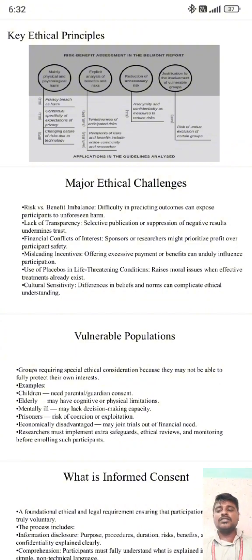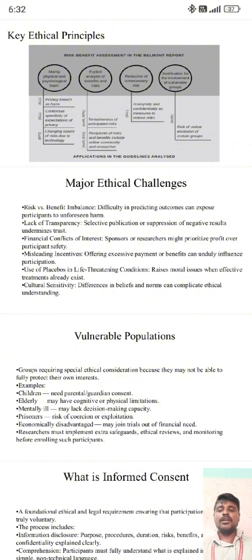Next, we have vulnerable populations. This group requires special ethical consideration because they may not be able to fully protect their own interest. It is mostly used for the own interest of the patient. Examples: children, ethnically or mentally ill, aged people, etc. It is used for the population's own investment.